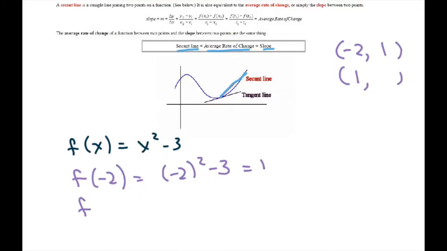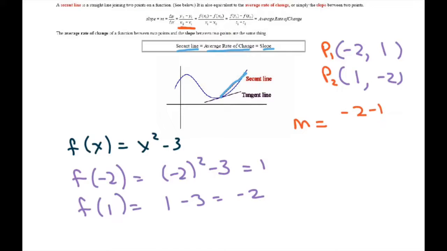And then plug in 1, and we get 1 squared minus 3 is -2. So now that we have 2 points, we have point 1 and point 2, we can just use this slope formula, change in y over change in x, and go -2 minus 1, divided by 1 minus a -2. So that's going to be -3. It's going to be -3 divided by 3, so our slope is -1.